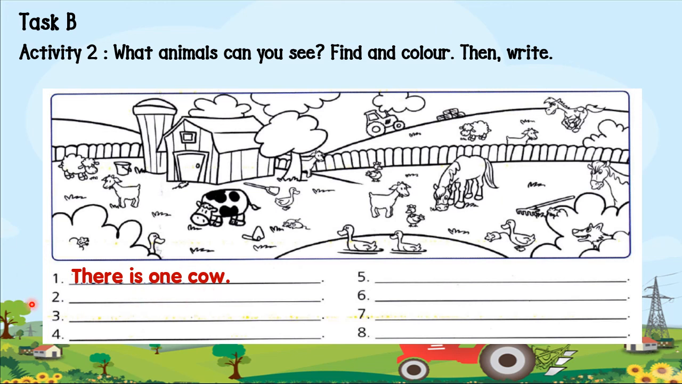Number 2 to 8, I want you to do by yourself. Find the other animals one by one. Color them and write about them. Use the correct singular and plural nouns in your sentences. Okay?